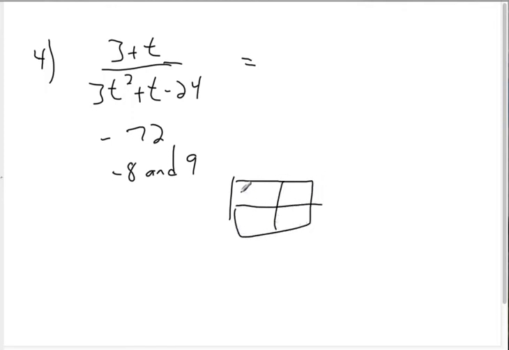It's a pretty bad box. So we got 3t squared, we got negative 24, we got negative 8t and 9t. Factoring there, we get 3t minus 8, and here we get t plus 3. Yeah. Okay.